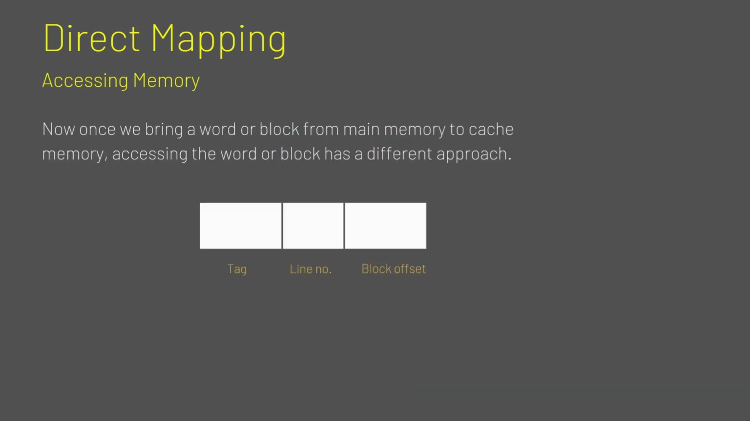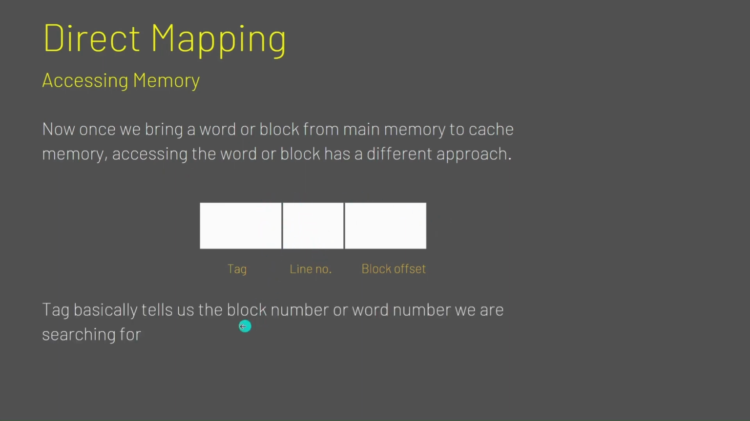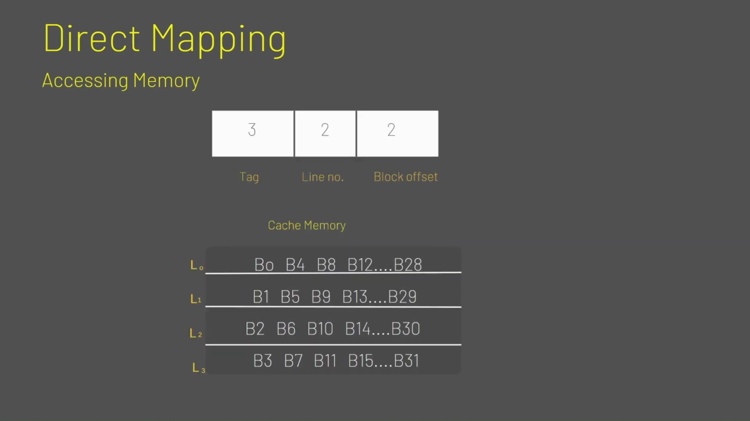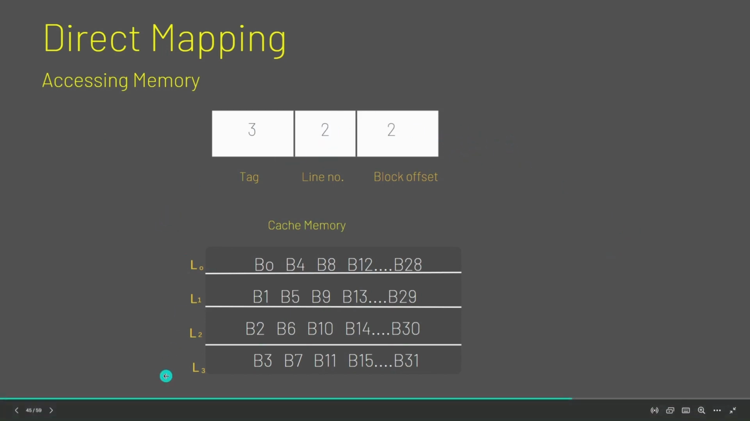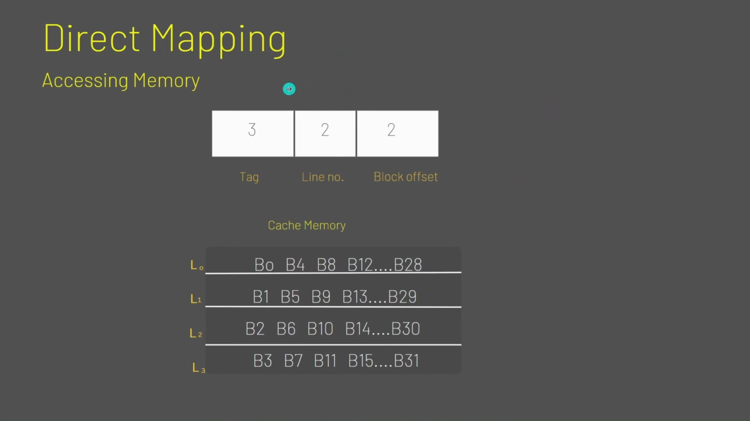Now, once we have brought a word or block from main memory to cache memory, accessing the word or block has a different approach. In this one, we divide the physical address in three parts. The block offset remains the same, but the block number is now divided into line number and tag. Now, what is tag? Tag basically tells us the block number or word number we are searching for. Now, let's see the redistribution of the bits in this one. The block offset has 2 bits as the earlier one had, it remains the same. But now the line number, we have 4 lines here which can be represented as 2 to the power 2. So this becomes 2 bits and the remaining 3 bits are here in the tag.